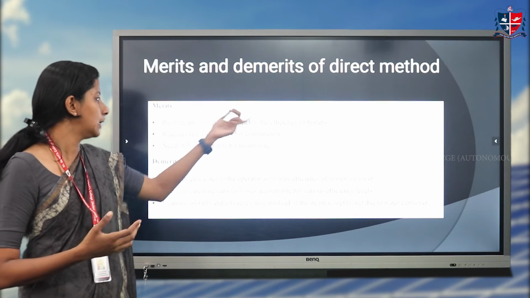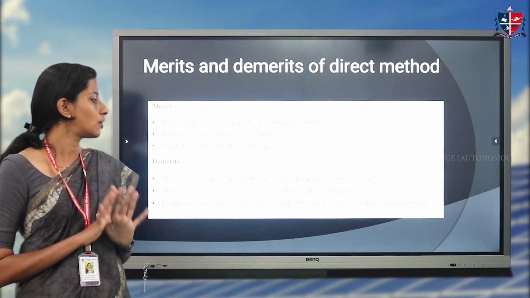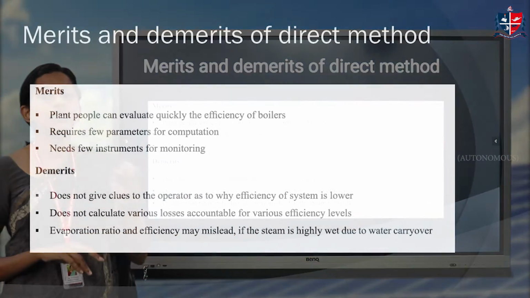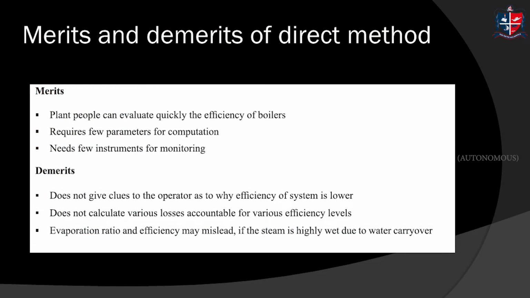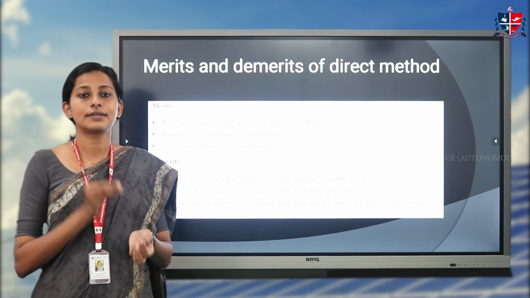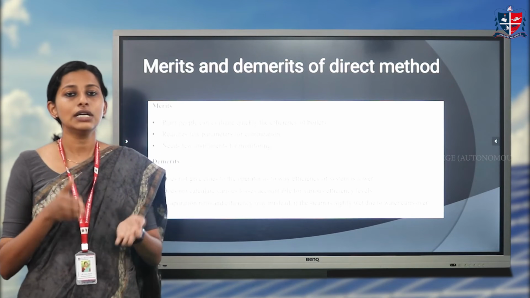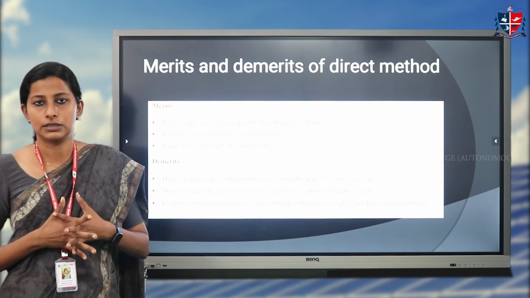Any person can quickly do it. You don't need much computation, and many instruments are also not needed. But there are many demerits. One of the common demerits is when we calculate, if we come across a very low efficiency value, we won't know why the efficiency is coming down, or why it is not maintaining properly. We cannot know the exact reason why this boiler is not performing up to the mark. So that is one important disadvantage of this method.